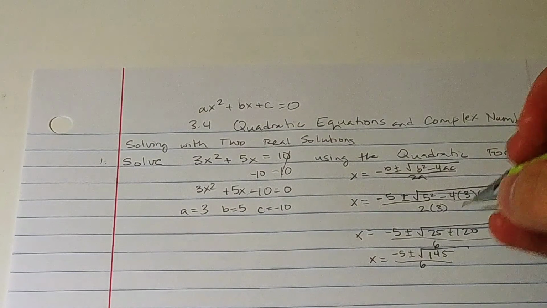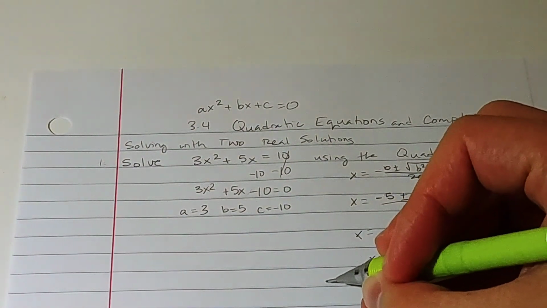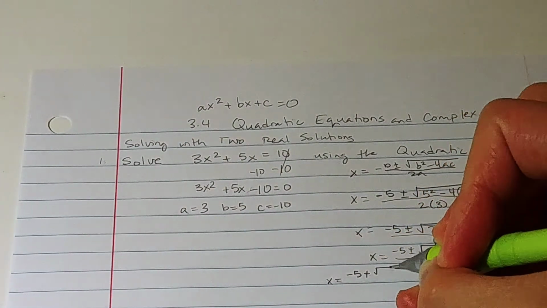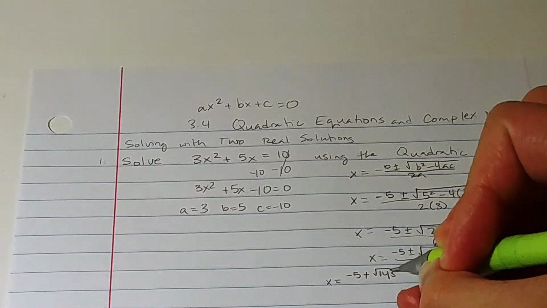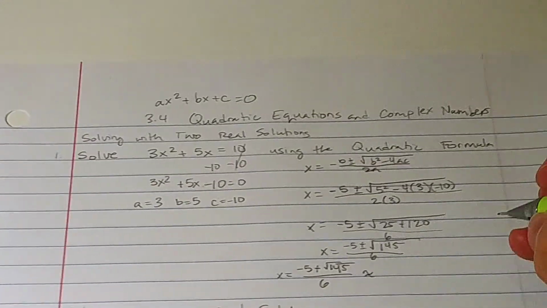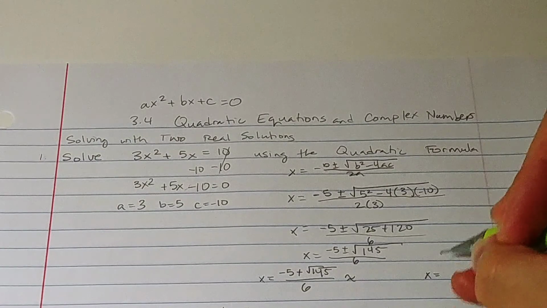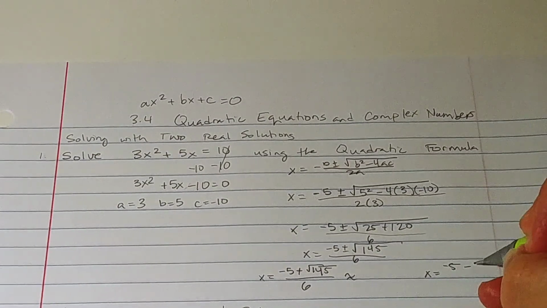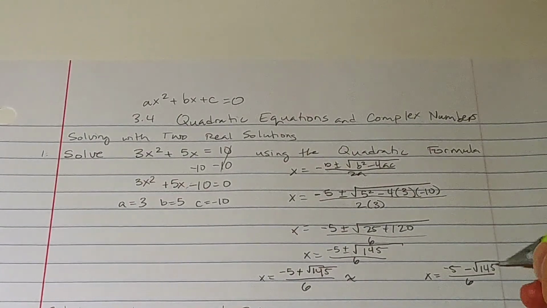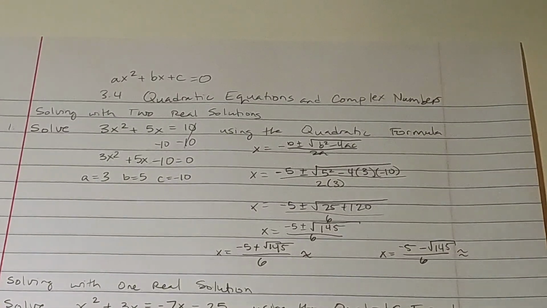So what we're going to do is split this up and calculate it using a calculator. x equals negative 5 plus square root of 145 all over 6, and it's going to be a decimal, so it's going to be approximate. And we're also going to do x equals negative 5 minus square root of 145 all over 6, and it's going to be a decimal as well. So let's plug that in.